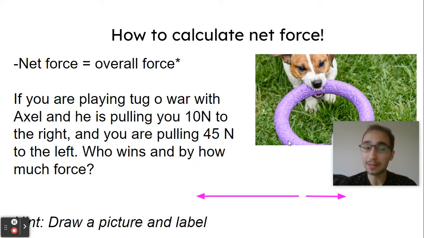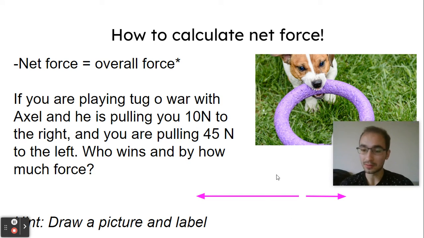Next, it's the same thing with force. Net force, like net profit, is overall. So you have to take in all of the directions that things are pushing or pulling. So net force is overall force. If you were playing tug of war with Axel, who you saw earlier, and he is pulling you 10 newtons to the right. He's a small dog, medium sized, so he's not super strong. He's pulling you to the right 10 newtons, but you're pulling to the left 45 newtons. Who wins and by how much force?